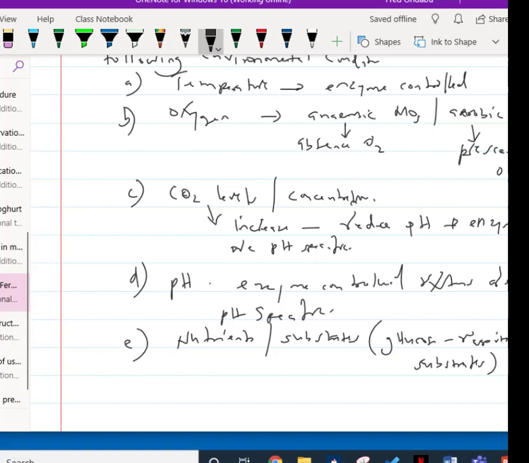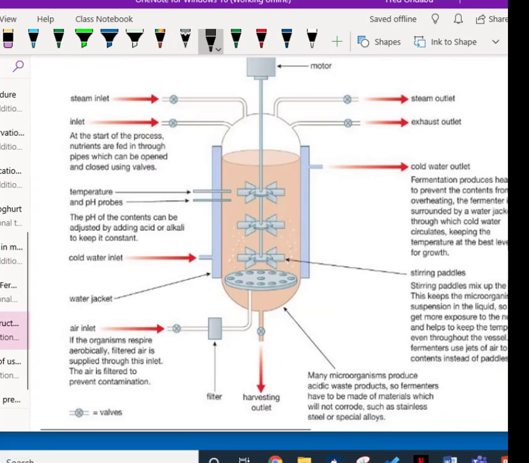Now, I want us to look at the basic structure of a fermenter, and the diagram you can see is the basic structure of a fermenter. We have the motor here. This rotates the stirring paddles so that they mix the contents, and this keeps the microorganisms suspended. Why do we need to stir the mixture?